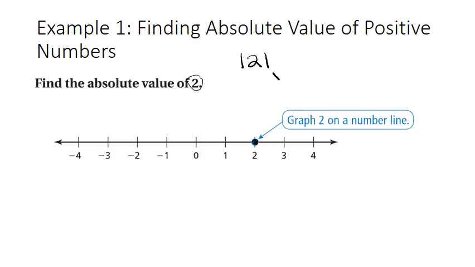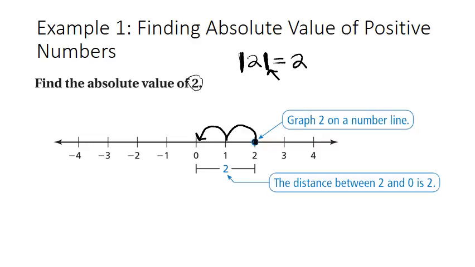Now we know that the absolute value means the distance it is from 0. So we need to find how many steps it is from 0. That's 1, 2 away from 0. So the absolute value of 2 is equal to +2. Since the distance between 2 and 0 is 2, that means the absolute value of 2 is equal to 2.